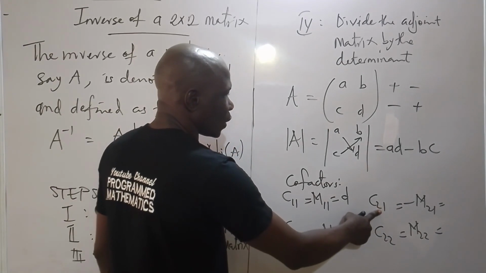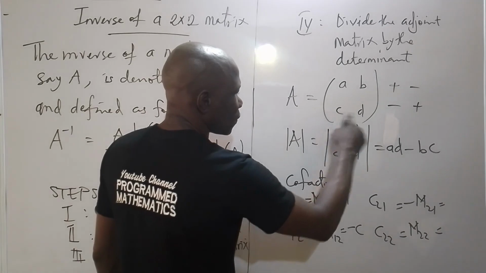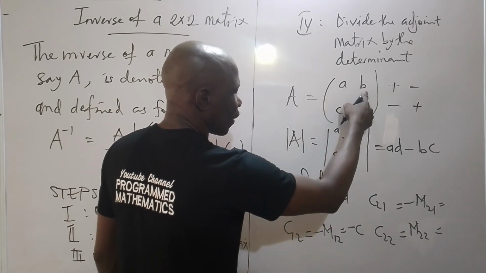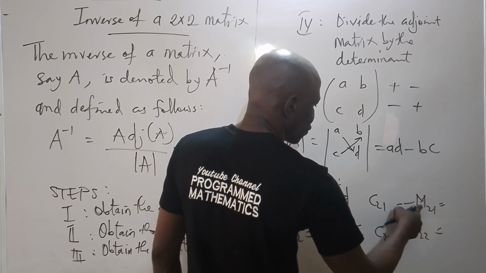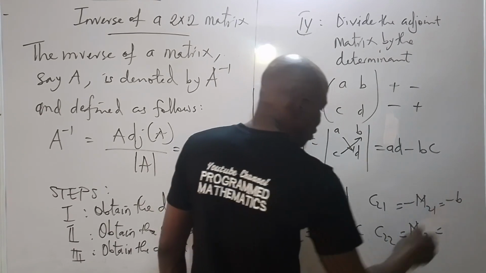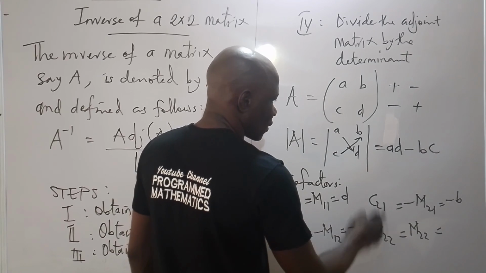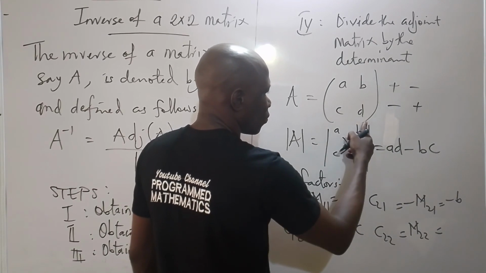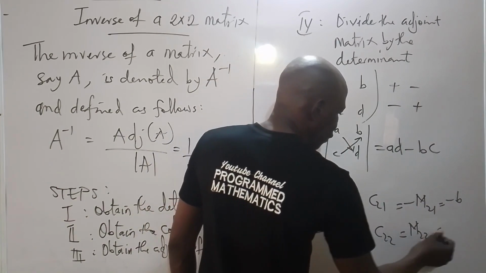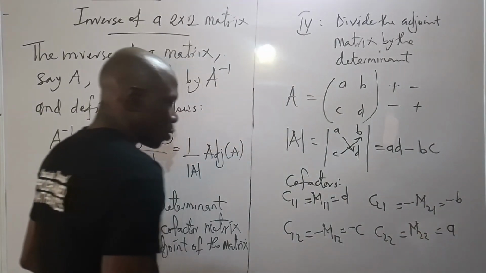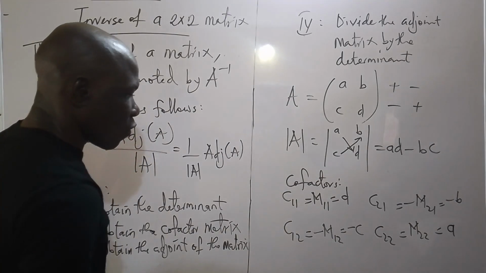Then C21, that's second row, first column. Second row, first column, we have B. So minus M21. M21 is B now. So minus M21 will mean minus B. And C22, that's second row, second column. Okay, we delete those two. We're left with A. So M22 is A. All right, so we have the cofactors there.